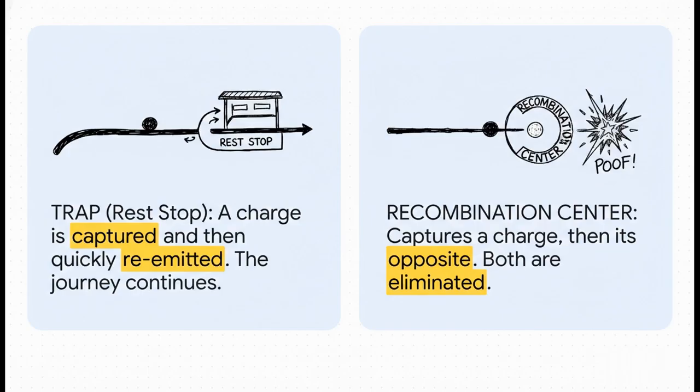But a recombination center, that's a final destination. No return ticket. It captures a hole, and then it waits, and then it grabs an electron, and poof! They both just vanish, annihilated from the system. One is just a temporary delay, the other is total destruction.